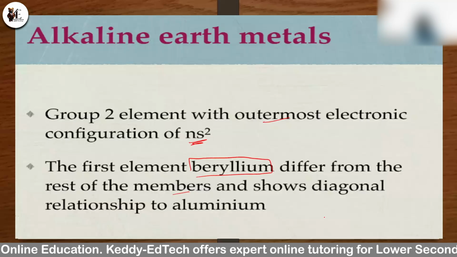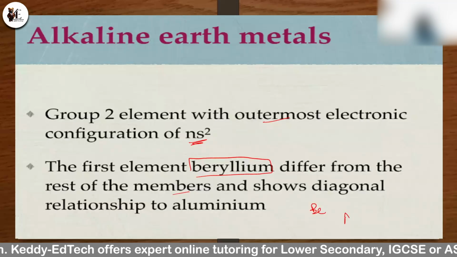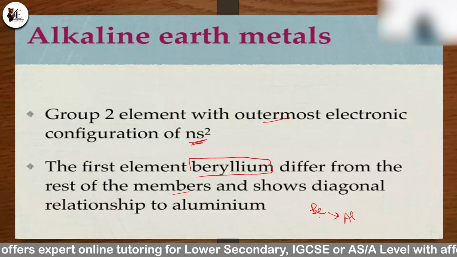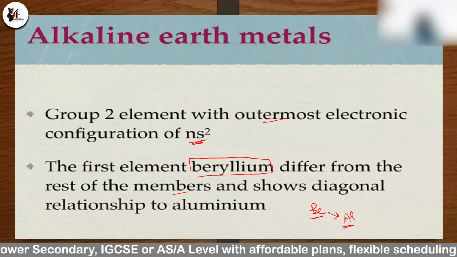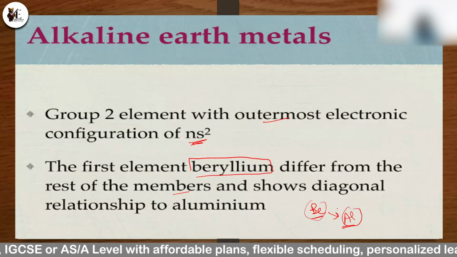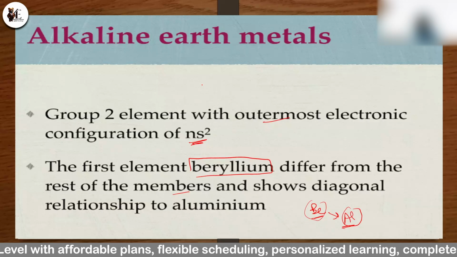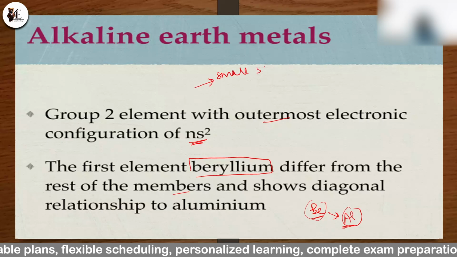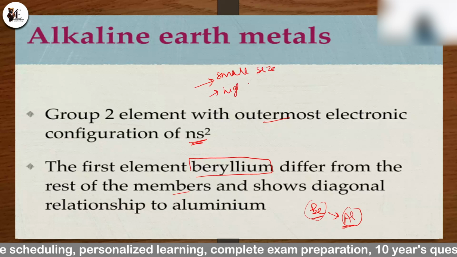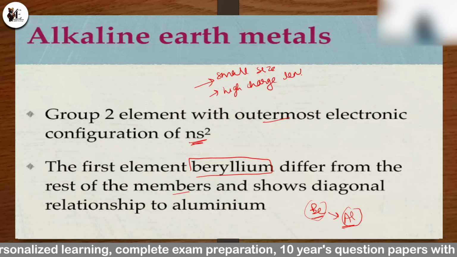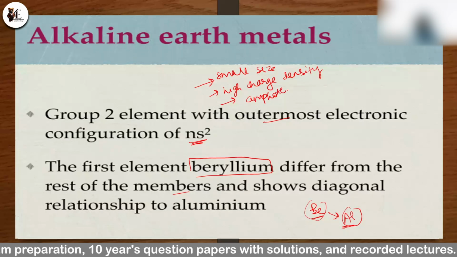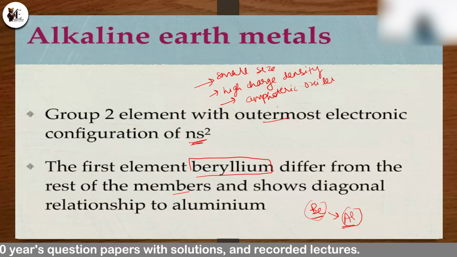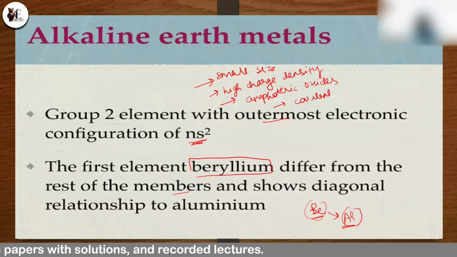Diagonal relationship: if you see in your periodic table, you can see that beryllium and aluminium are diagonally placed, right? So it shows a diagonal relationship with aluminium, which means that most of the properties of beryllium match the properties of aluminium. Why is it so? Why is beryllium different? Because of its small size, because of its high charge density, and because it can form which type of oxides? Amphoteric oxides. Also, it is covalent in nature. So these are the different properties as compared to other elements of your group 2.